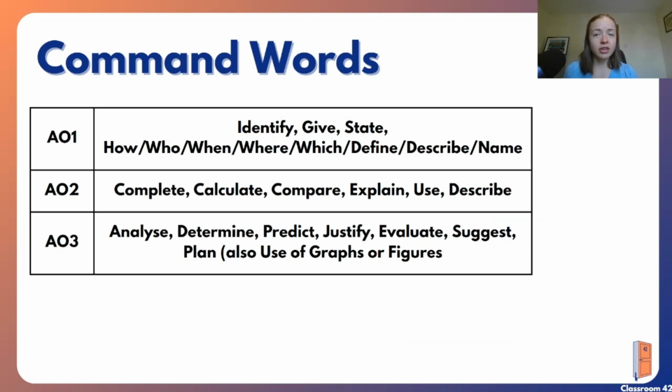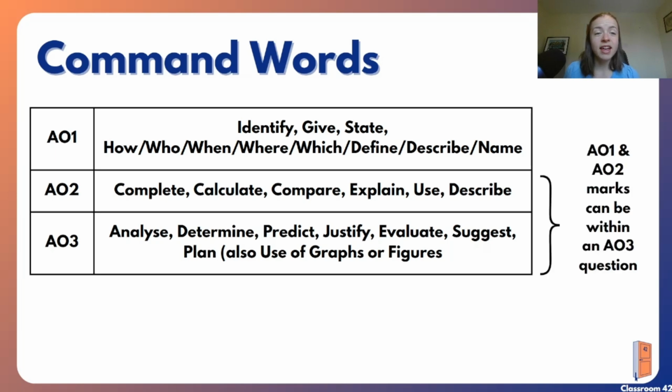So again, just going to reiterate the command words just in case you haven't seen the paper 1 exam. We go into these in a bit more detail, but usually they can give you a bit of a clue to which assessment objective you are going to be focused on here. There can be questions which use more than one of them, but this gives you a general idea of what the main aim of the question is. So AO1s will be more about those identify, give, state, who, when, where, which, how, those kind of simple command words. AO2 might be calculations, explaining, describing, completing, like a table, for example. And then AO3 will be words like analyze, determine, predict, justify and evaluate, or potentially suggest. And just as I said earlier, AO1 and AO2 marks can be within an AO3 question, so you've always got to be careful to make sure that you don't just jump to the analysis if you feel like you need to give a bit of context first.